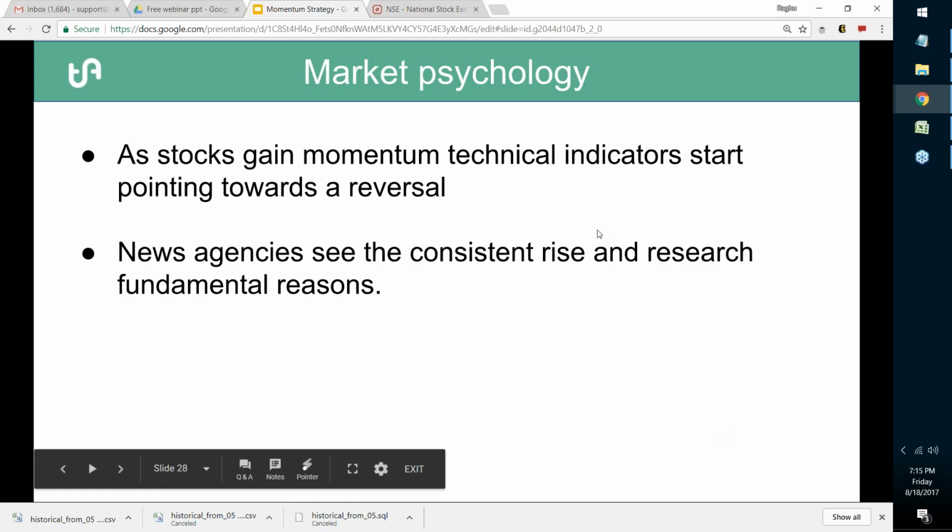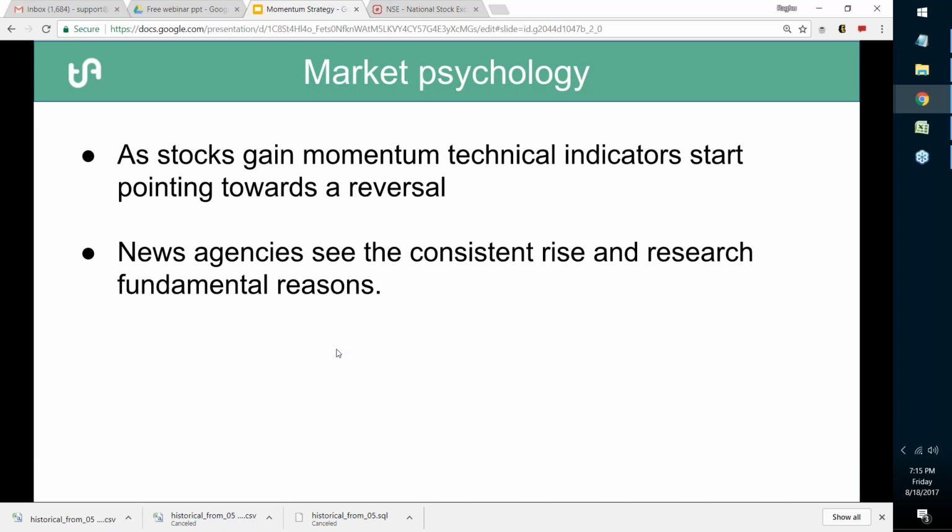Okay. Now let's understand the market psychology. Why does this work? What happens is stocks gain momentum, and as stocks are gaining momentum, technical indicators start pointing towards a reversal. So as a stock is trending upwards, at some point when you apply technical indicators, it's going to point towards a reversal. That's one reason. Another reason is news agencies start to see the consistent rise, and they look for fundamental reasons for why the stock is rising. So this is another reason the stock keeps going up, and boom, on day number 4, it falls. So you can get out at the open and capture that profit.